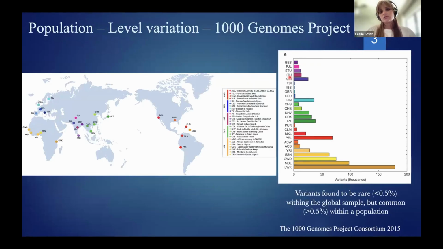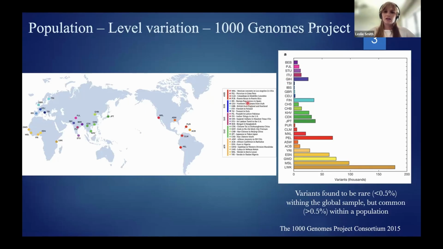And on the right here, we have those 26 populations on the y-axis. And the x-axis is showing us variants in each of those populations that are rare across the globe, but common within a population. So again, just looking at how different populations have variants that are unique to them, especially we see high levels of variance in African populations, which is this group of yellow populations down here. We also see high variation in Peruvian, just showing that across the globe, we have different variants.